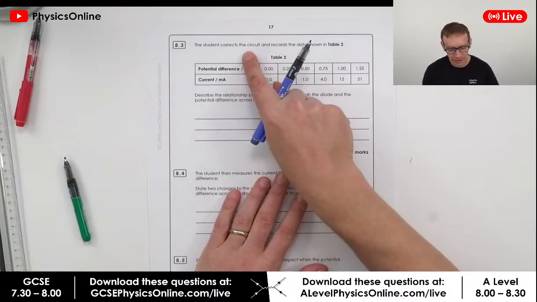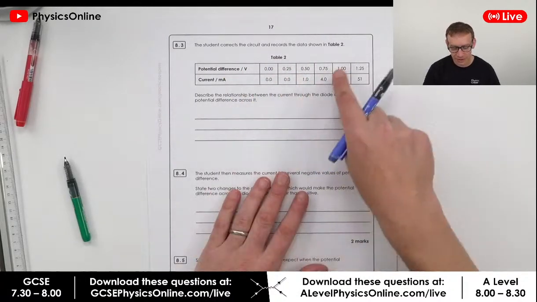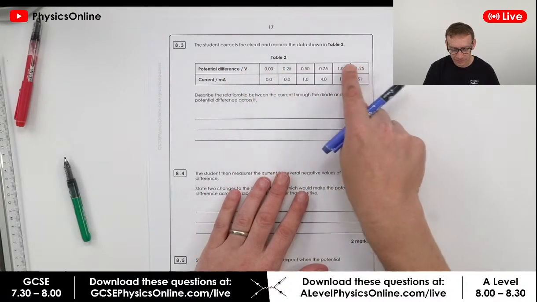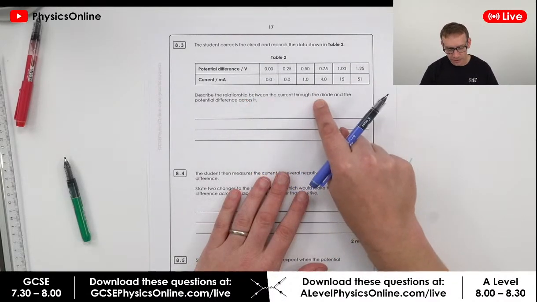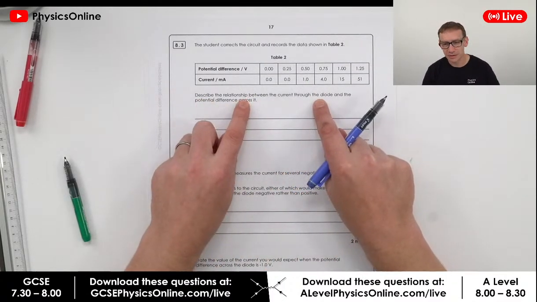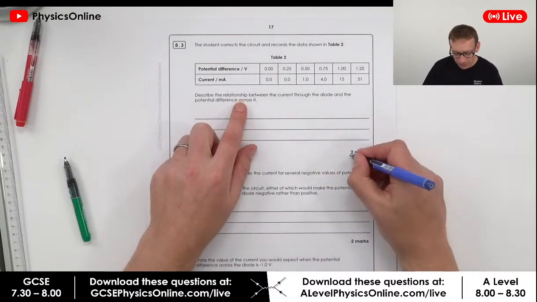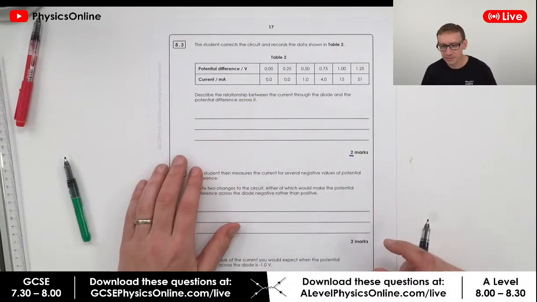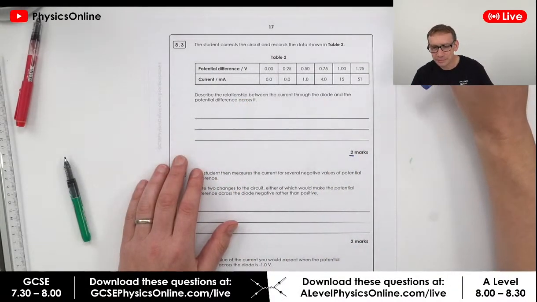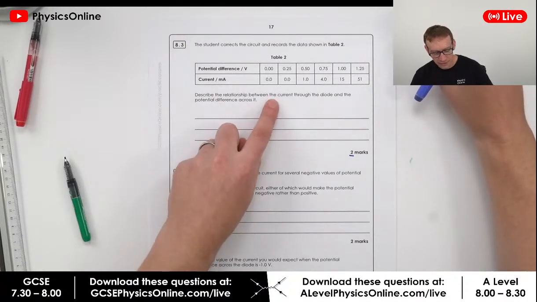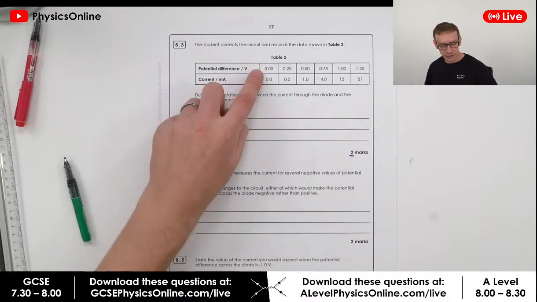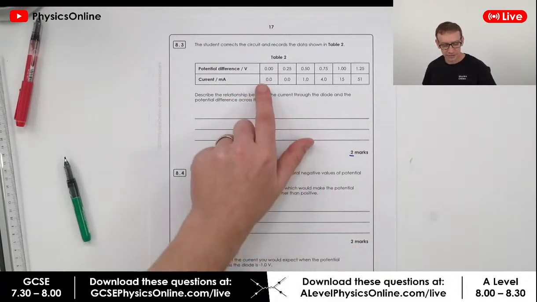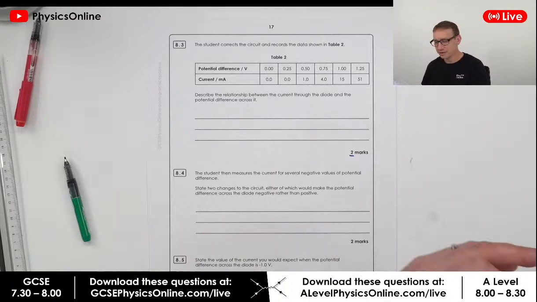Okay, the next question. The student corrects the circuit and records the data. So we've got different values of potential difference, different values of current. Describe the relationship between the current through the diode and the potential difference across it. Now again, this one is a 2-mark question. So describe the relationship between the current through the diode and the potential difference across it. I think what we can see is when you've got a bigger potential difference, the size of the current increases.